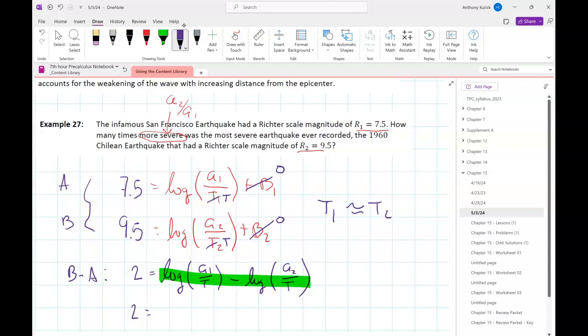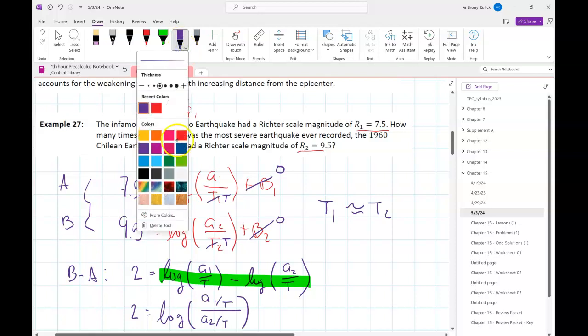If I have the difference of two logarithms, I can rewrite that as the log of the first argument divided by the log of the second argument. Is everybody okay there? Good job coming up with the right keyword there. You're welcome.